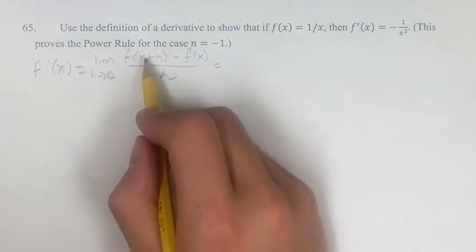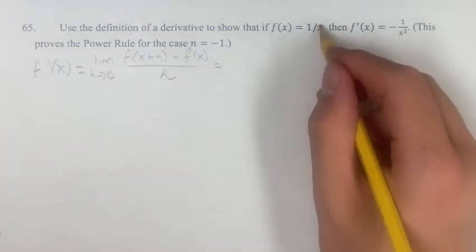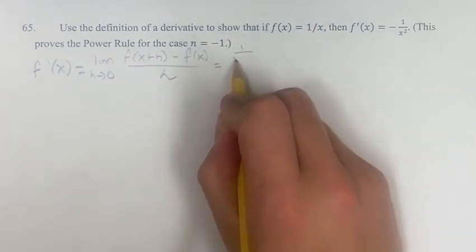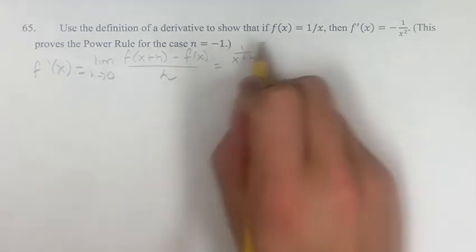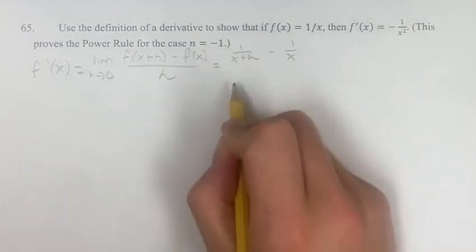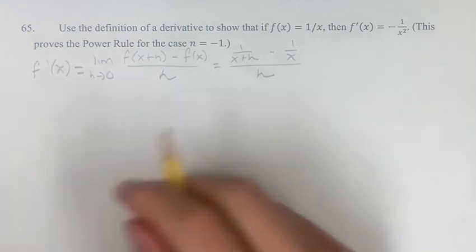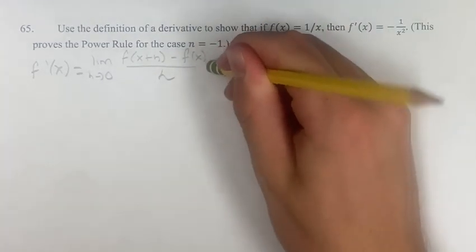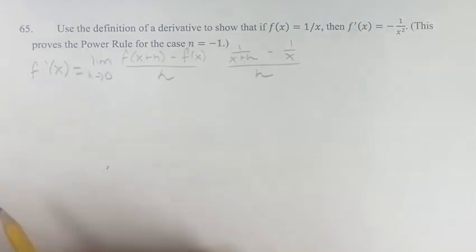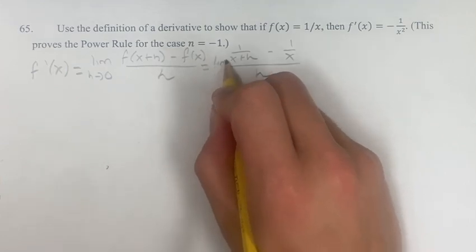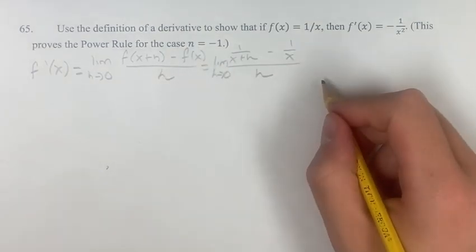So what is f of x plus h? Well, plugging in x plus h over here, we get 1 over x plus h. F of x, we don't have to plug in anything, we already know it, and h is the same. You have to make sure that you keep the limit, otherwise you're going to be left with some h's in your final equation, which you never want.